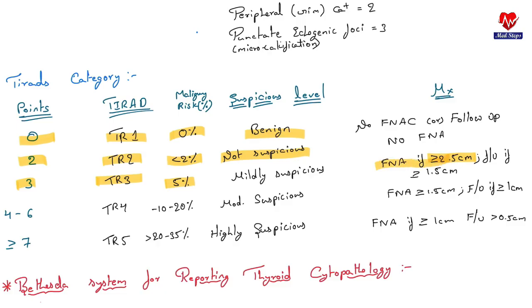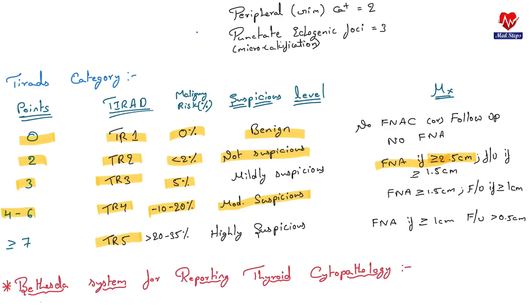Okay, if you are suspecting TI-RADS 4, the points will be 4 to 6 points. For the things we checked in the ultrasound, if they give 4 to 6 points, then we have to suspect that it is the TI-RADS 4 category. The malignancy risk is low, but it is suspicious, 10 to 20% malignancy risk, moderately suspicious. We have to do fine needle aspiration if greater than or equal to 1.5 centimeters, or we have to follow up if greater than or equal to 1 centimeter.